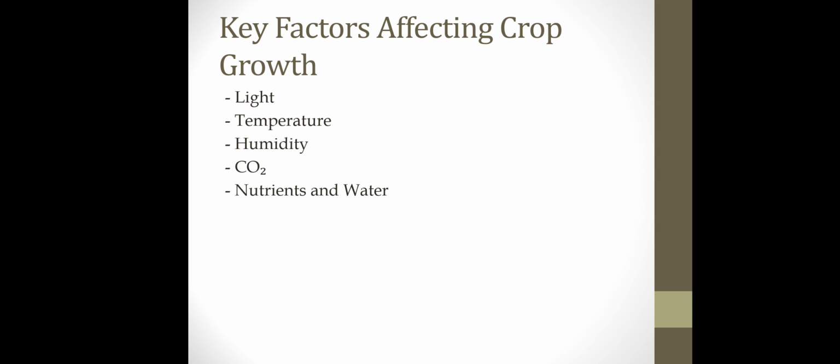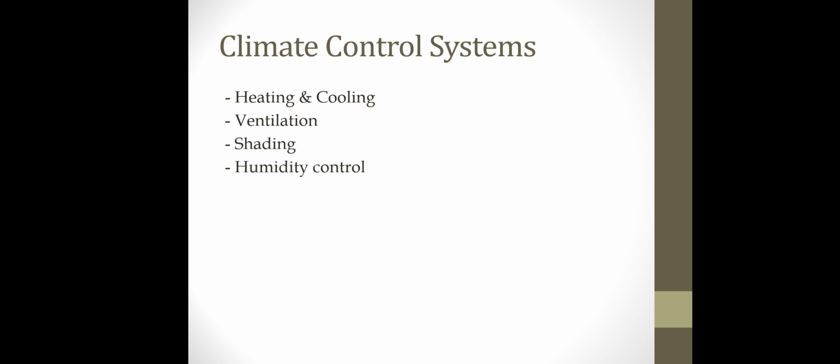So, what are the key factors which will be affecting the crop growth? Light, temperature, humidity, carbon dioxide, nutrients, and water. First, we will see about these things. What are the climatic control systems which will affect the crops? Heating and cooling system, ventilation, shading, and humidity control. These factors are needed for greenhouses. So first, the heating and cooling system, which is called temperature management.